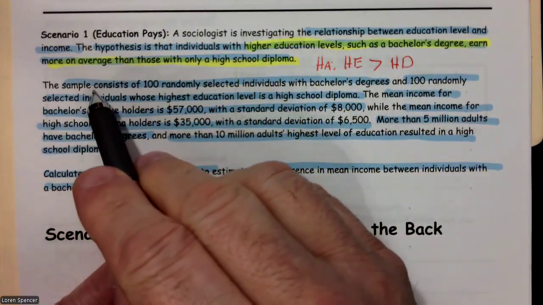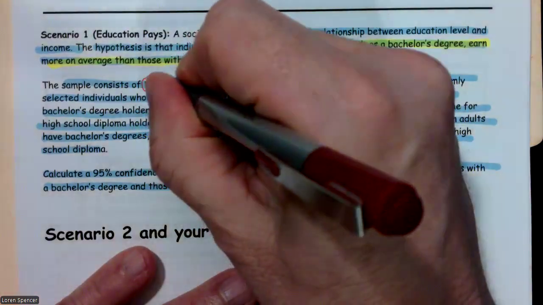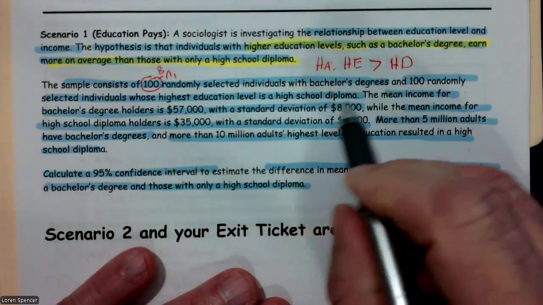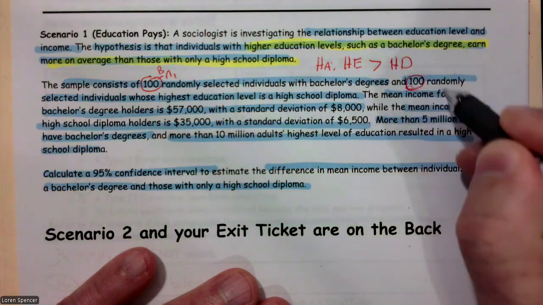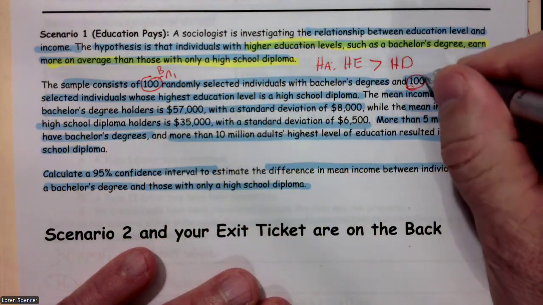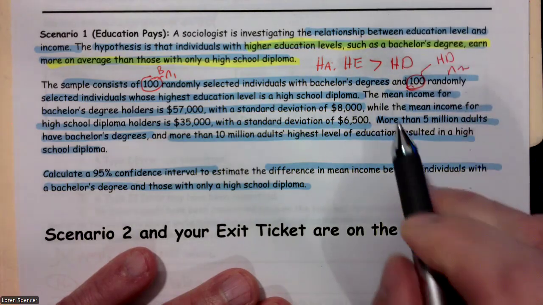The sample, it should say, of 100 randomly selected individuals with a bachelor's degree. All right, so we have an N1, that's for our bachelor's degree, and 100 randomly selected whose highest education level is a high school diploma. So this is our high school diploma. So that'd be our N2.